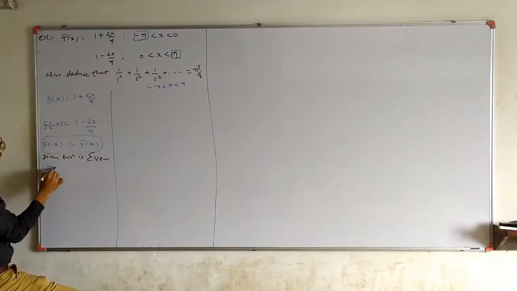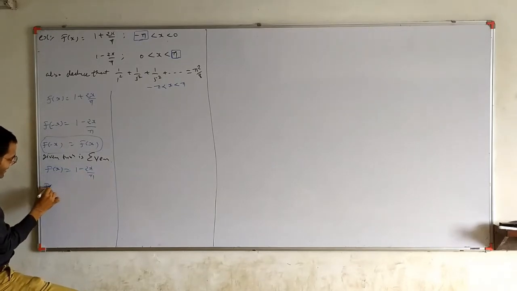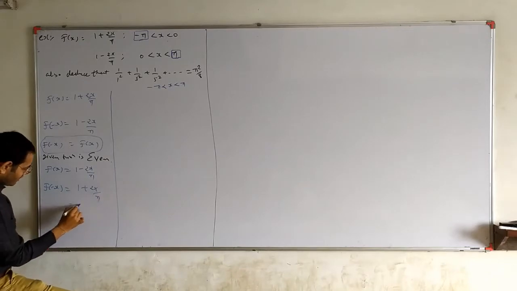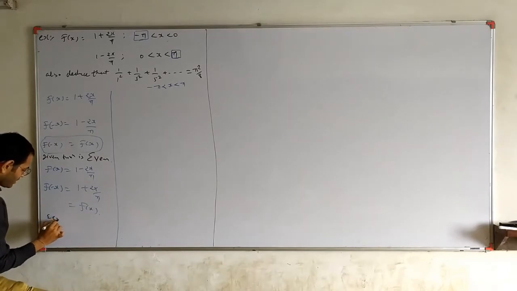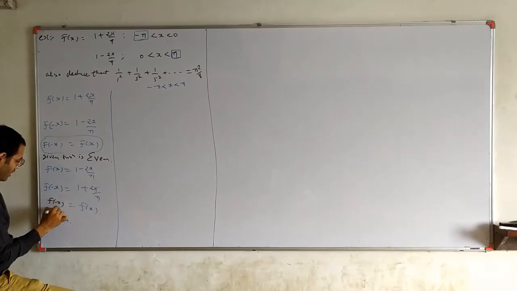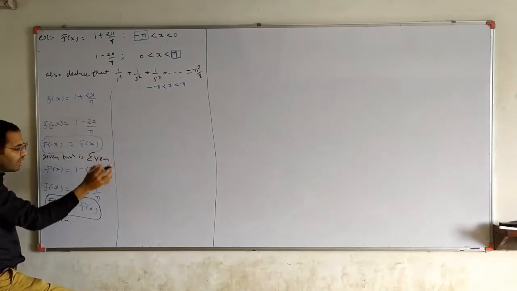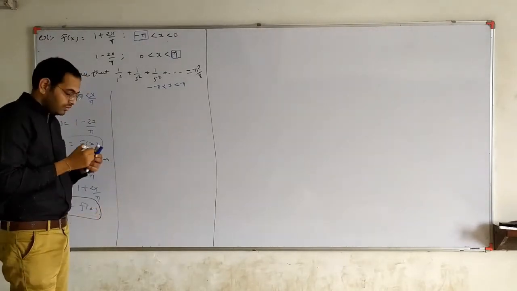Similarly, you have to check the other function f of x equal to 1 minus 2x by pi. Then replace x with minus x. Then we get 2x by pi, which is also f of x. Then we can say that the given function is also an even function. No need to solve both. You have to solve this one portion, otherwise this one portion.